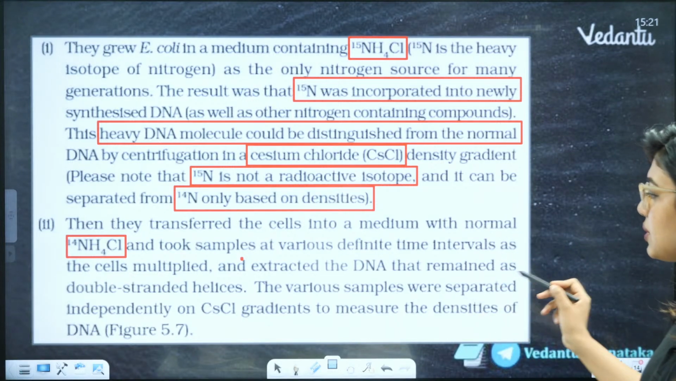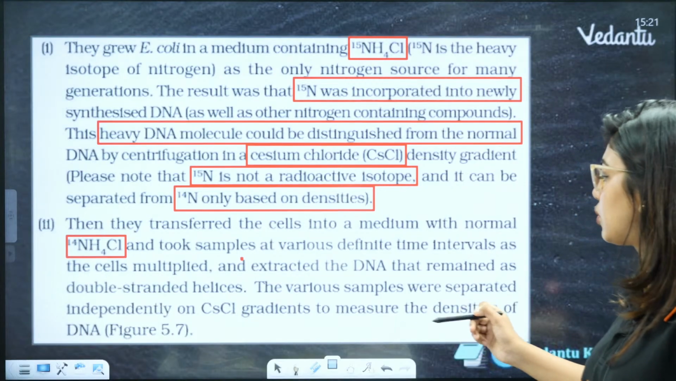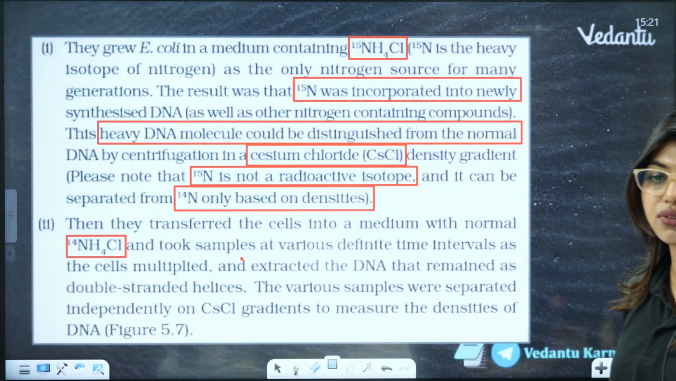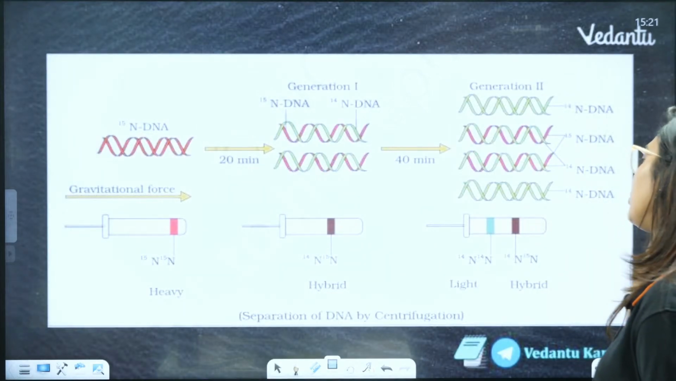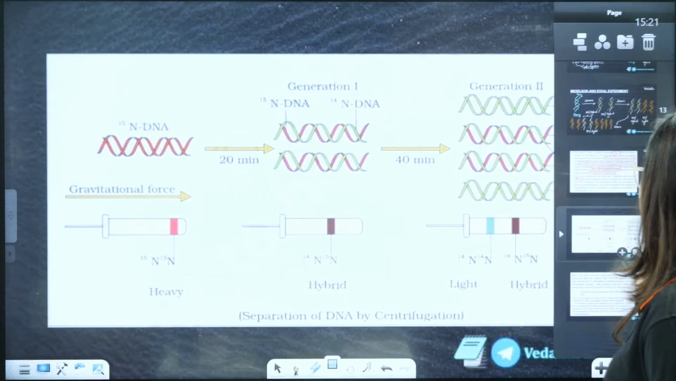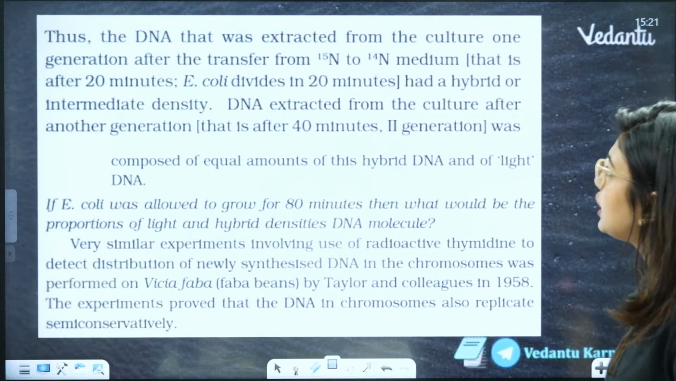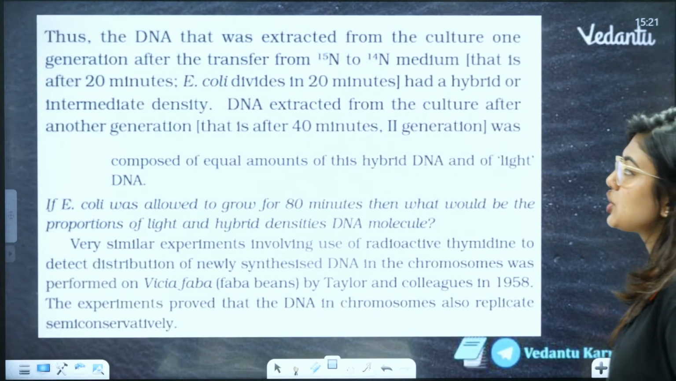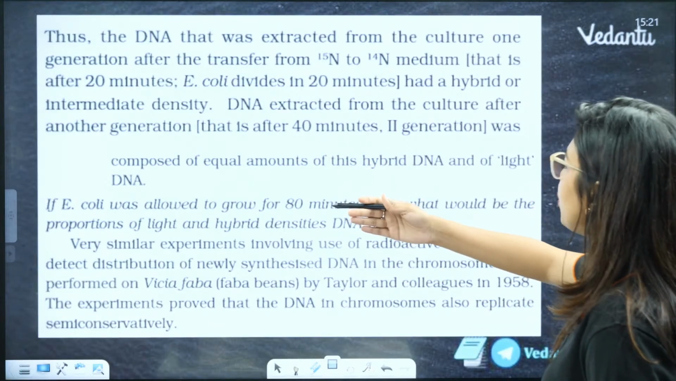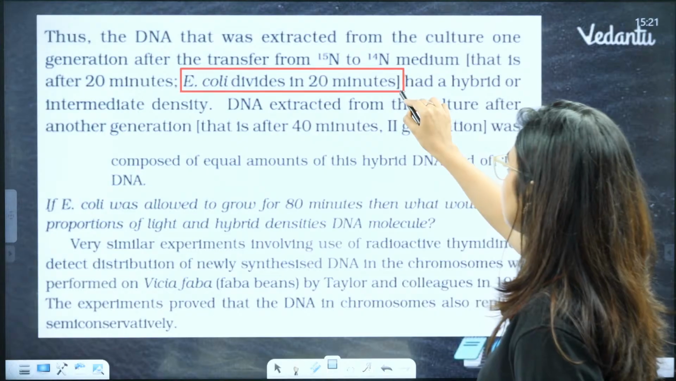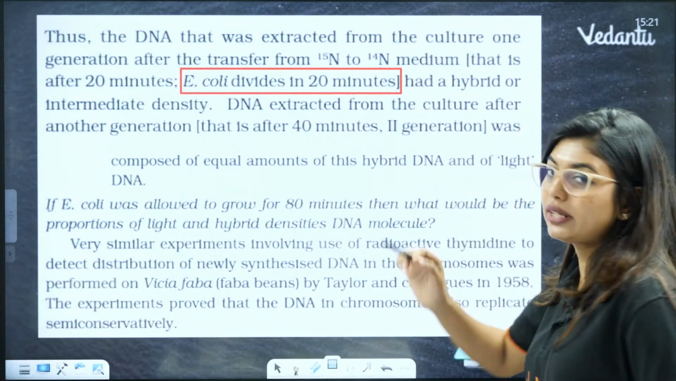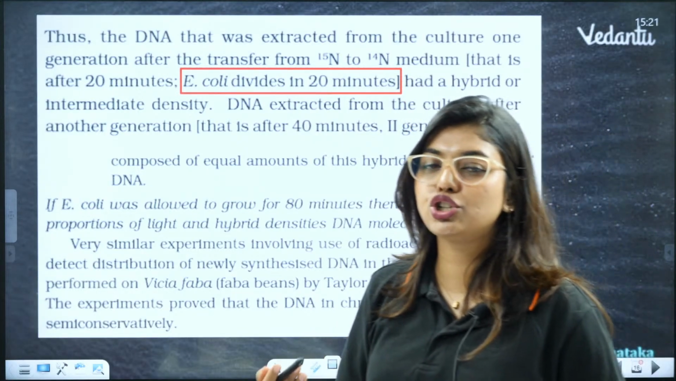The various samples are separated independently on cesium chloride to measure the densities of the DNA. Okay, now students, some more explanation of the experiment. The DNA that was extracted from the culture one generation after the transfer from N15 to N14, that is after 20 minutes, because E. coli divides in 20 minutes, had a hybrid or intermediate density. I have already showed you that.